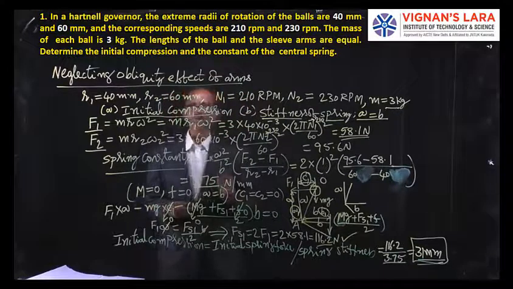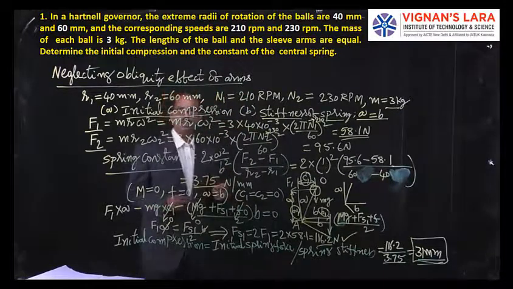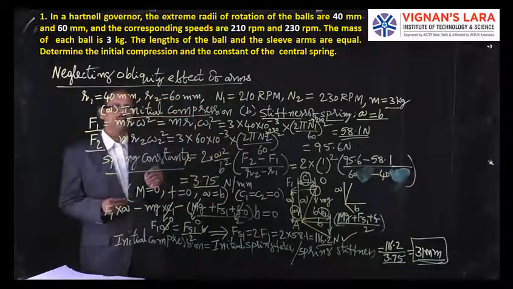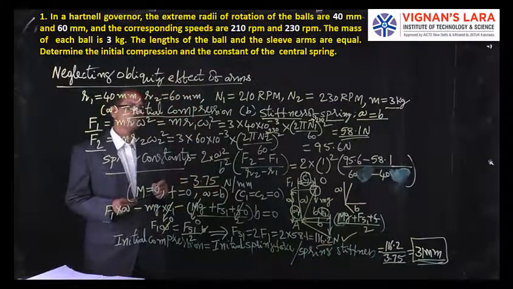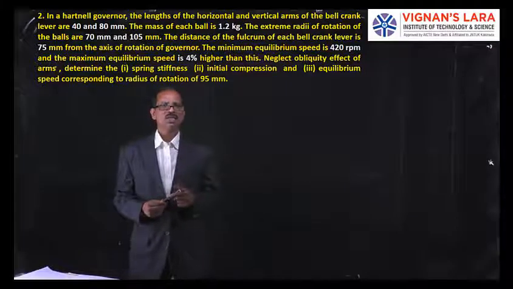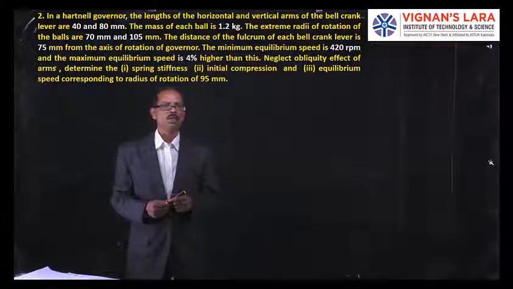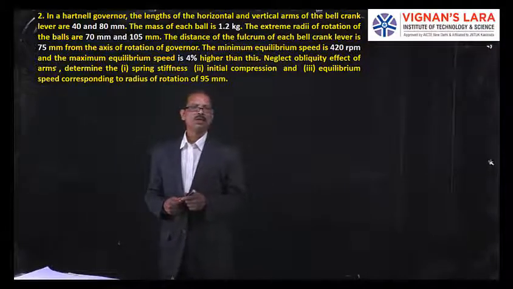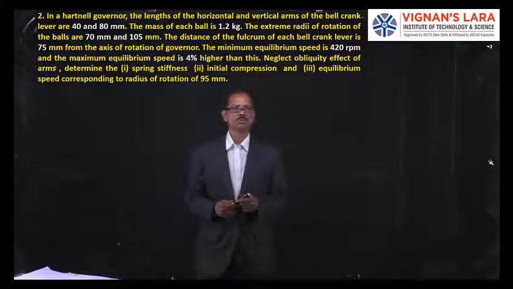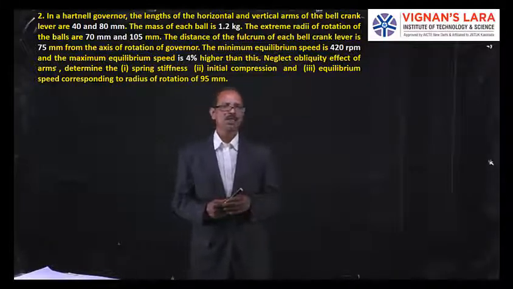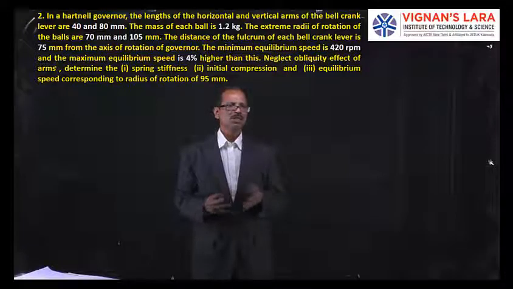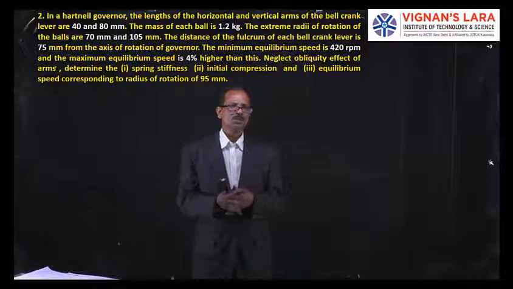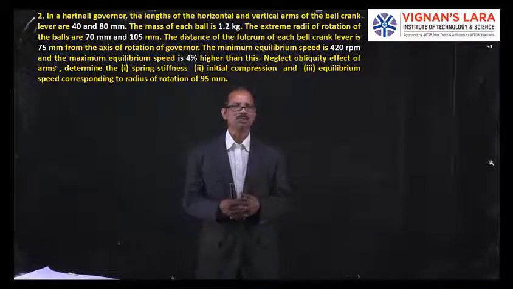We will see one more problem on the Hartnell governor, neglecting the obliquity effect of the arms. Let us see another problem on the Hartnell governor, neglecting the obliquity effect of arms. Here there are 3 parts asked. Okay, this is similar to the previous problem, but the data is given in a different style. Let us see what the problem is.